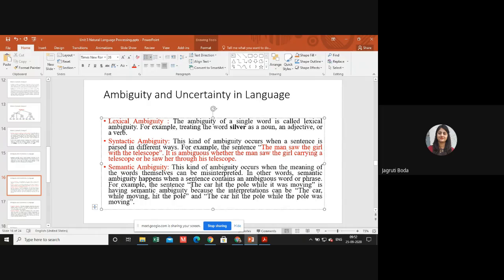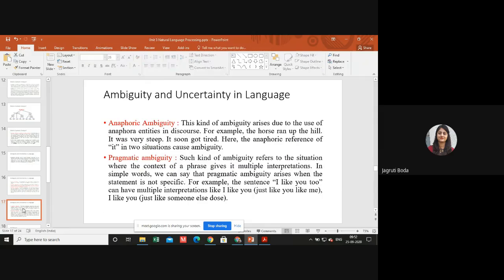So you can see here this sentence has two meanings. The car hit the pole while it was moving. It has a semantic ambiguity because you can interpret it as the car while moving hit the pole, or the car hit the pole while the pole was moving. Okay, so this is your semantic ambiguity.